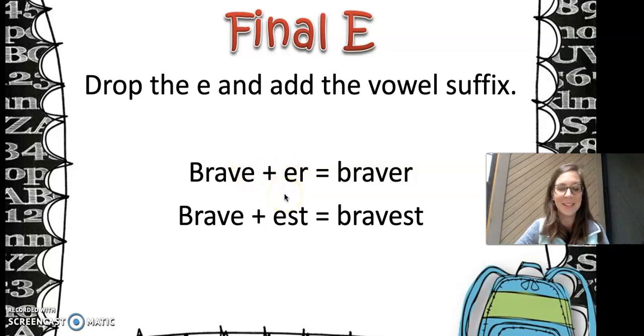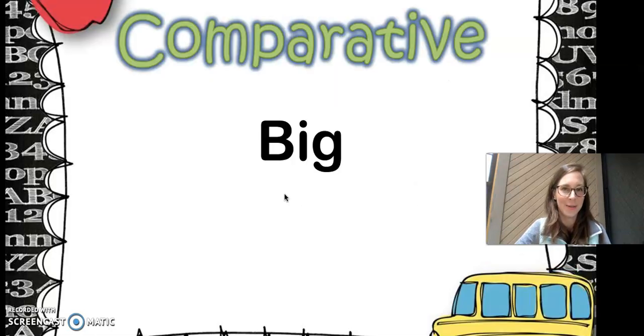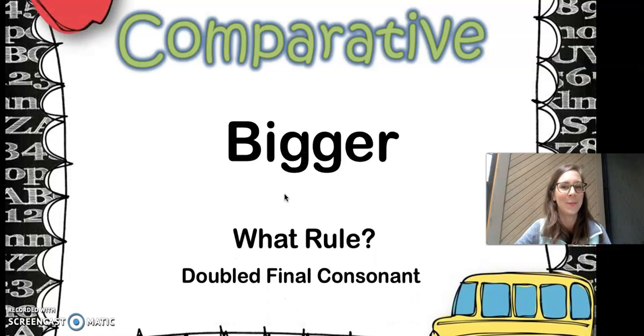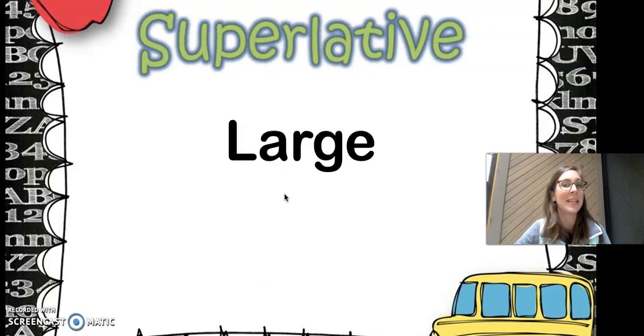All right, so now let's look at some examples and you can shout out the answer as we go through them. Are you ready? If we're comparing two things with the adjective big, what do we do? What's the rule? Double the final consonant. So big becomes bigger. How about this one? If you're going to make it the superlative, the most large, that's adding EST, so largest. What do you notice about the word large?